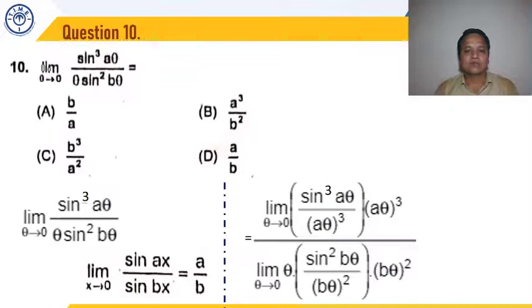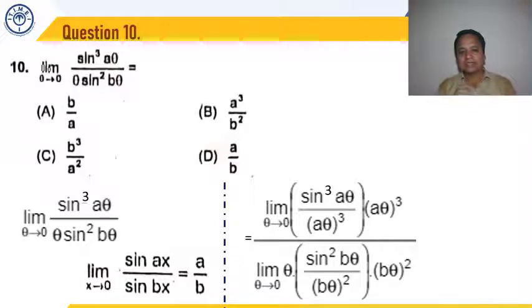Now it gives us, we can write in the numerator sine cube a theta, we divide by a theta cube and multiply by a theta cube. First of all, we have to find the limit of this function f(x) upon g(x). So we are finding the limit of f(x) in the numerator and the limit of g(x) in the denominator, and then whatever values we get, we will multiply those values to get our result.